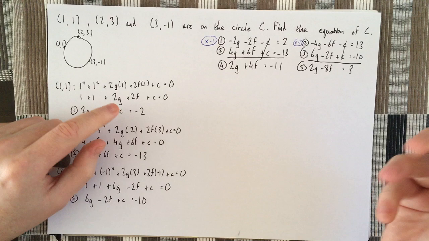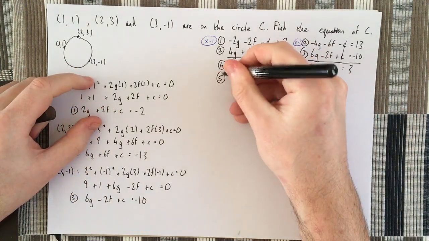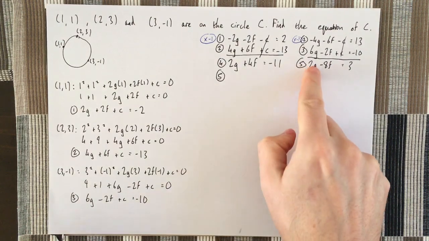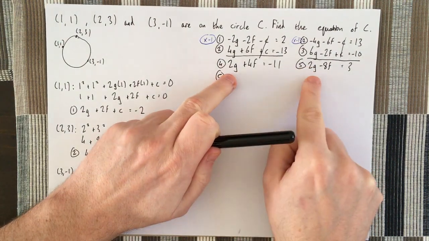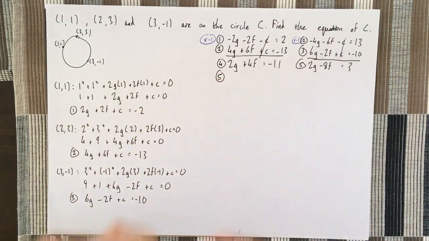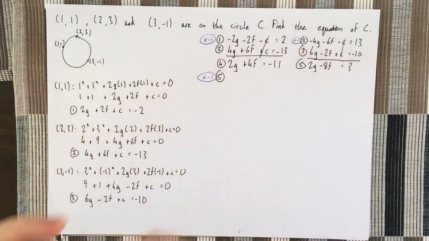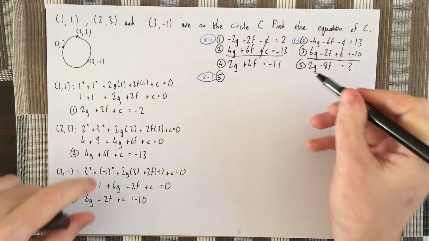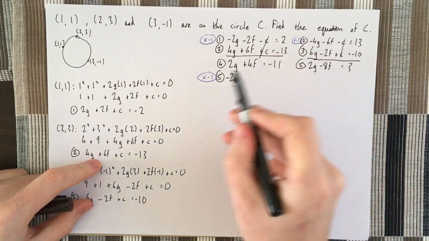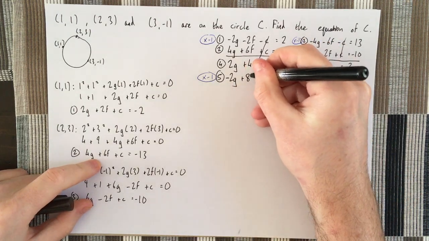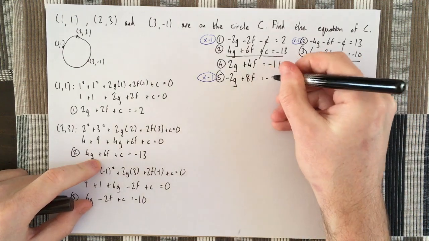So what I will do is I'm going to put equation 5 under this one, but I'm going to multiply it by minus 1 just to give me minus 2g. So I've got 2g here, I want minus 2g here. So I'm going to multiply number 5 by minus 1 just to change the signs. So 2g by minus 1 is minus 2g. Minus 8f by minus 1 is plus 8f. 3 by minus 1 is minus 3.